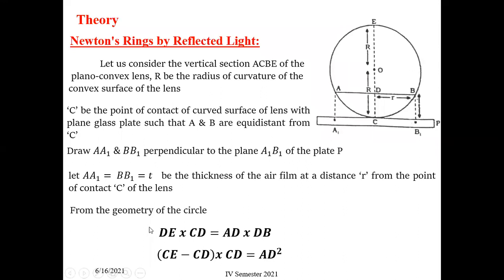Then what is meant by CE? CE is the diameter of the circle. You know the radius of the circle is R, therefore CE is going to be 2R. Then what about CD? This is equal to the thickness of the air film. CD is the thickness of the air film that is enclosed between the lower surface of the convex lens and the upper surface of the plane glass plate. So substitute all these things.